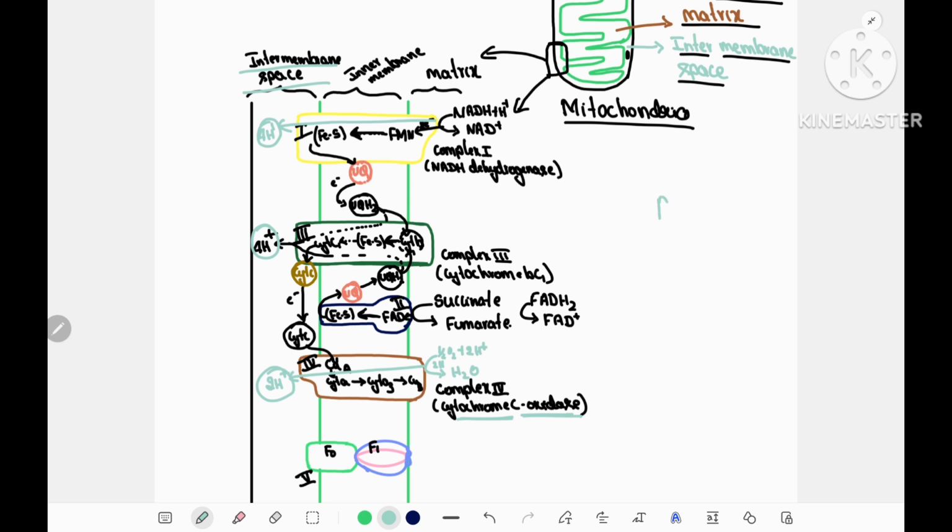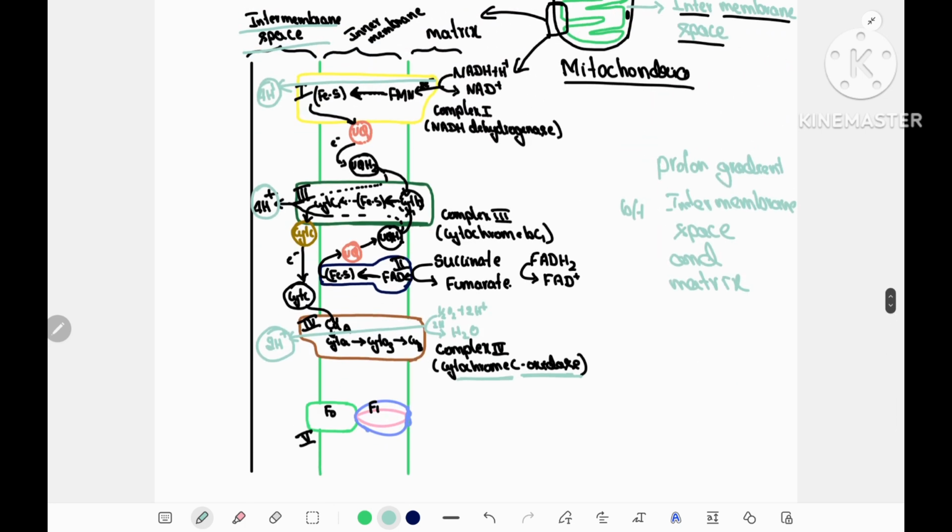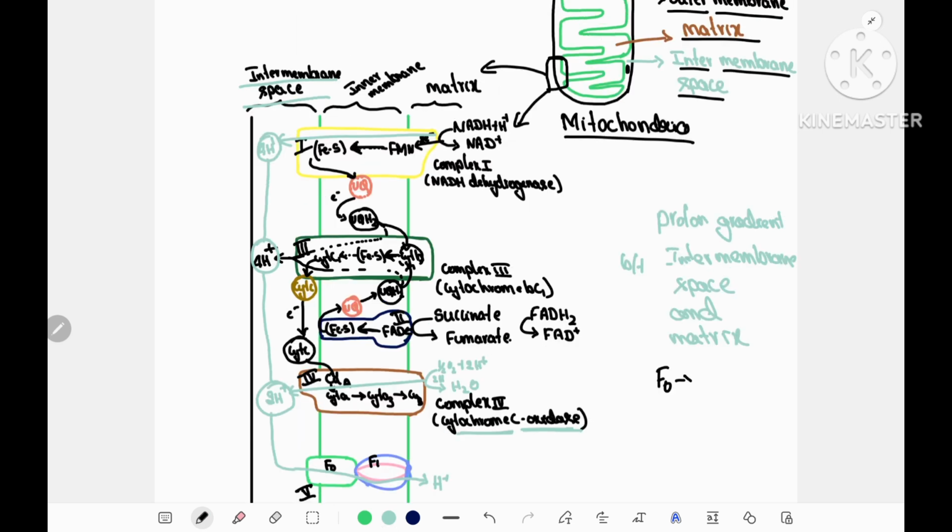Now we have observed that between matrix and intermembrane space there is a creation of difference in the concentration of H+. That is, a proton gradient is created between intermembrane space and the matrix of mitochondria. Now higher concentration of H+ is seen in intermembrane space compared to the matrix. As a result, protons are carried from intermembrane space into the matrix of mitochondria through F0 F1 particle.